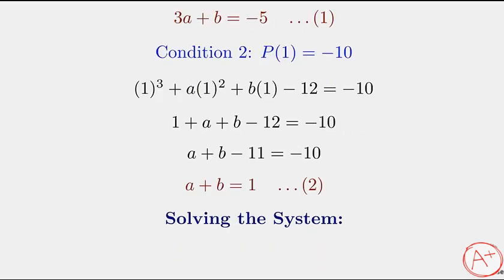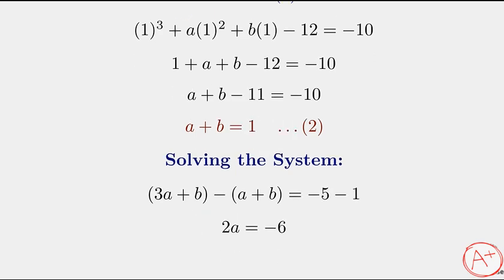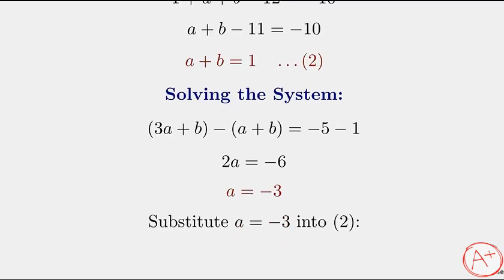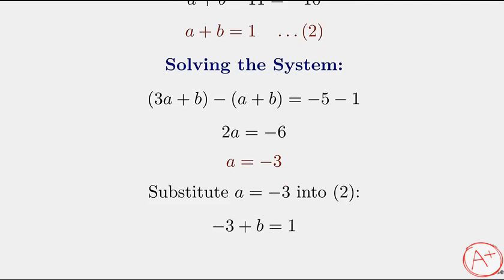We can subtract equation 2 from equation 1 to eliminate b. 3a plus b minus a plus b equals negative 5 minus 1. This gives 2a equals negative 6, so a equals negative 3. Substitute a equals negative 3 into equation 2. Negative 3 plus b equals 1, so b equals 4.